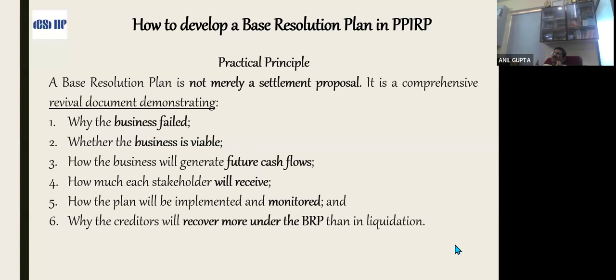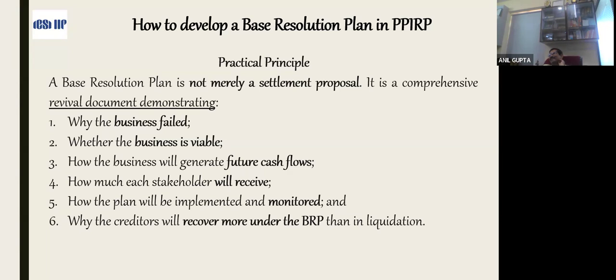Sir, now I will discuss the practical principle. A base resolution plan is not merely a settlement proposal. It is not a compromise. It is not a one-time settlement proposal. It is a comprehensive revival document demonstrating how the company is going to be revived in a healthy manner.